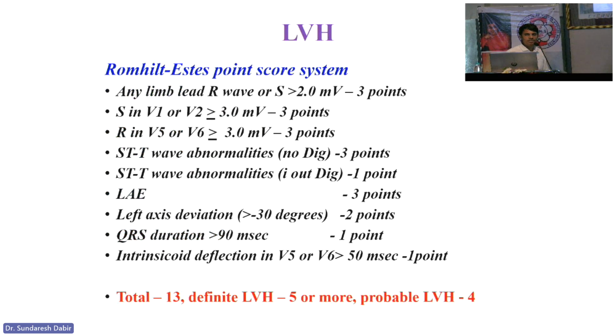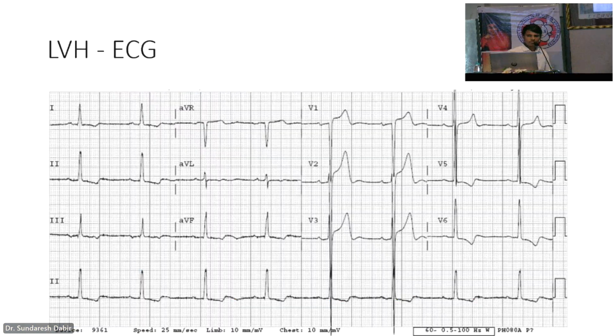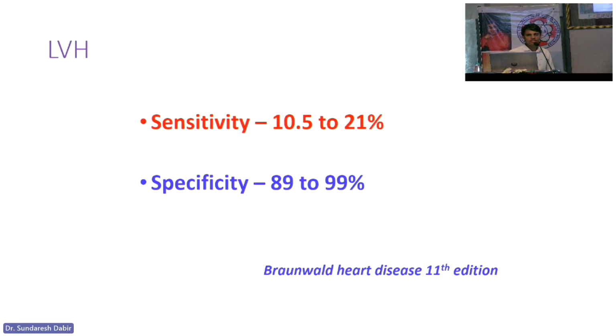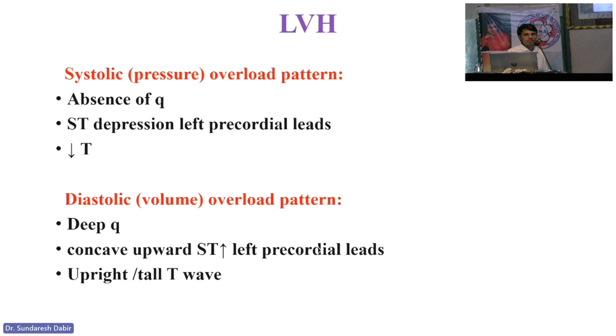And the Romhilt-Estes point score system is also there. The total is 13 points, and definite LVH is if 5 or more points are there, and probable if 4 points. So this is the classic example of LVH in which all the criteria are met. The sensitivity is low, but specificity is high, 89 to 99%. And the LVH in systolic overload pattern. Now the LVH in systolic and diastolic overload.